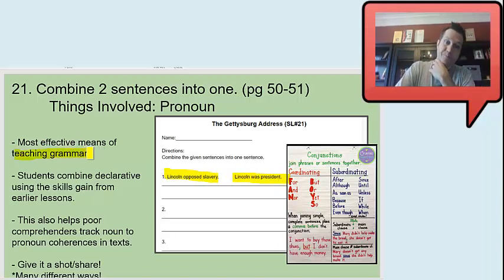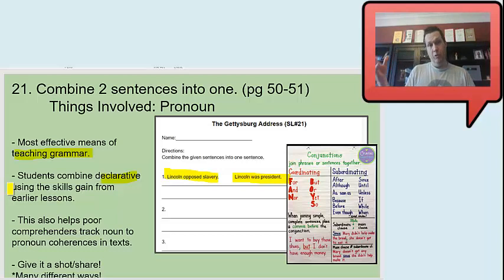This is actually proven to be the most effective means of teaching grammar. So voila, there you go. Students combine declarative sentences, and they're using the skills gained from the earlier lessons. So everything you've taught them up to this point, they're going to be applying it all into one thing.